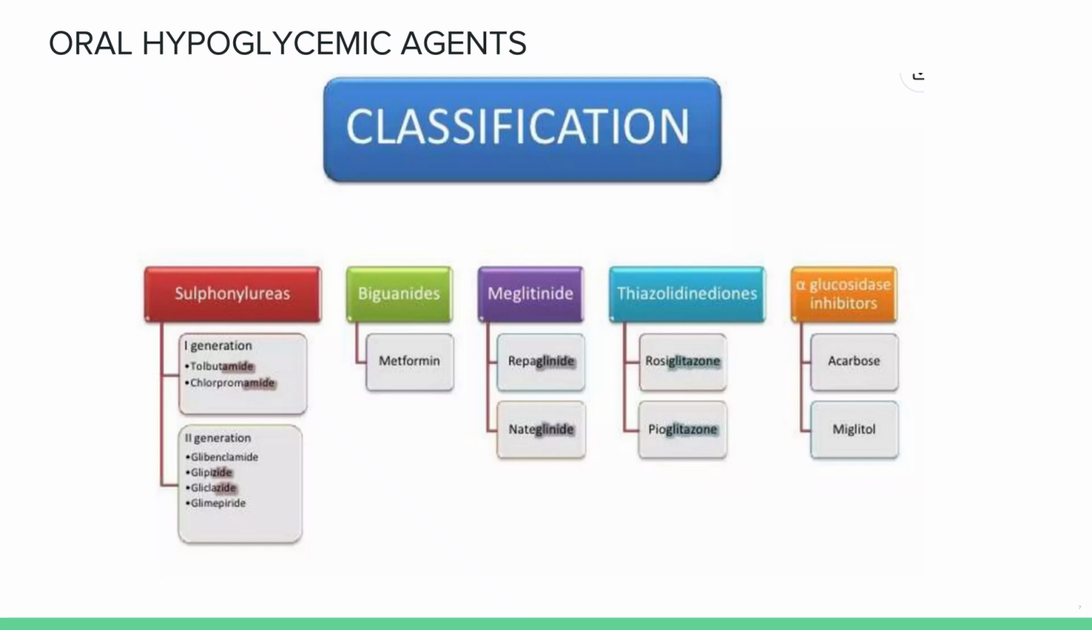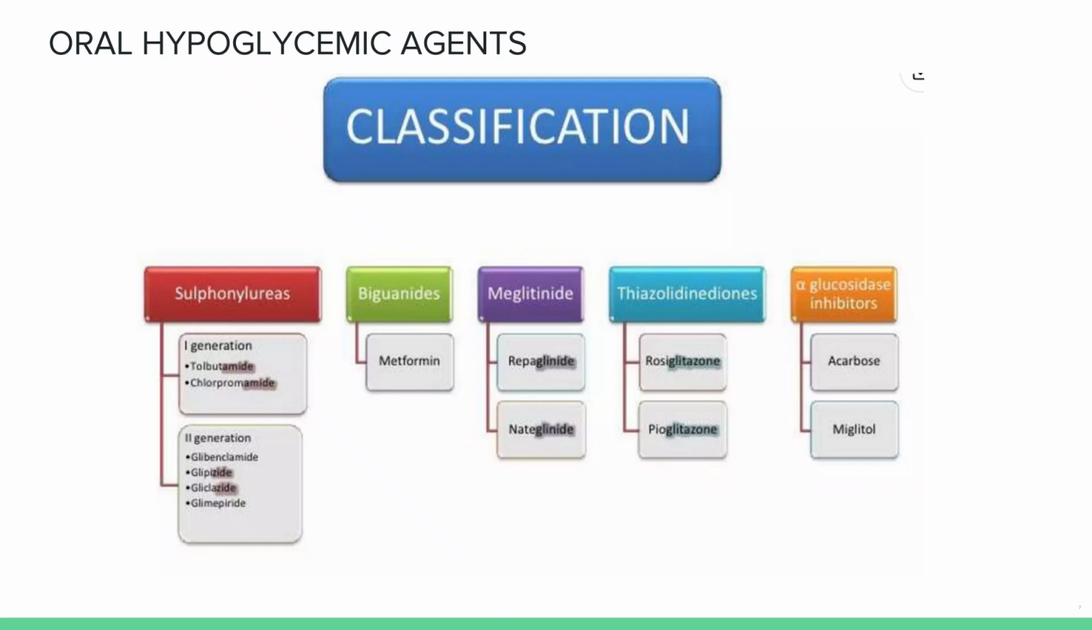Then similar to the sulfonylurea, the next class is the meglitinide class. These sulfonylureas and meglitinides enhance the sensitivity of insulin receptors for the action of insulin. So meglitinide shows a similar mechanism to the sulfonylurea, and the examples are repaglinide and nateglinide. Then the next important class is biguanides. Biguanides, the most important drug is metformin, phenformin, etc.